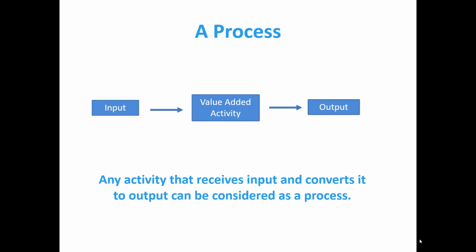So any activity that receives an input and converts it to an output can be considered a process. In your kitchen, toasting bread is a process. You have an input, which is your bread. The activity is the toasting of the bread, and your output is toasted bread. Therefore, that is a process.